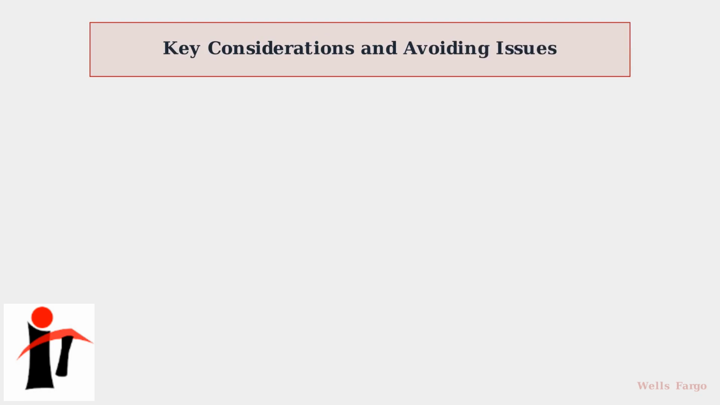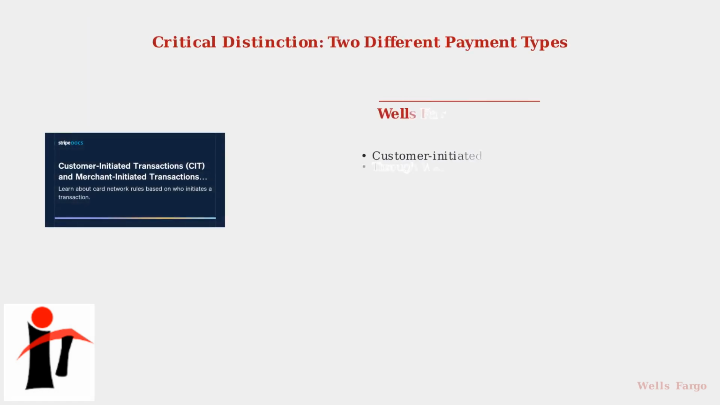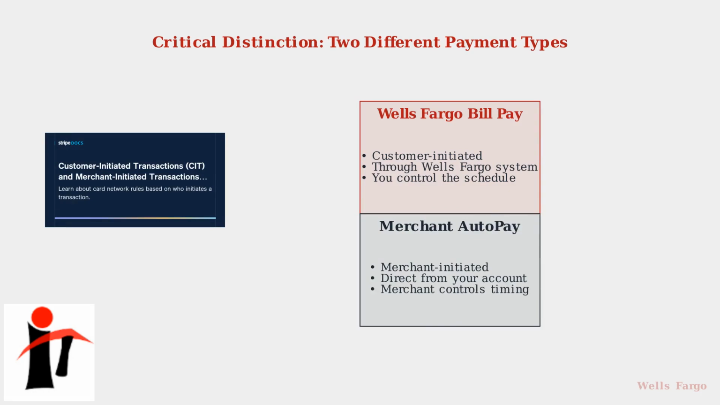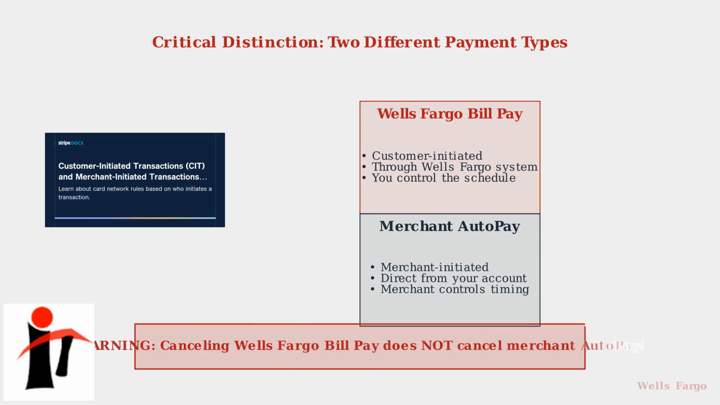Understanding the key considerations when canceling Wells Fargo bill payments is crucial to avoid common pitfalls and ensure your payments are properly managed. The most critical consideration is understanding the difference between two types of automatic payments. Wells Fargo Bill Pay is customer-initiated through Wells Fargo's system, while Merchant Auto Pay is set up directly with the merchant and debits your account automatically. This distinction is crucial because canceling a Wells Fargo Bill Pay does not cancel auto pay arrangements with merchants. You must contact the merchant directly to cancel auto pay services.